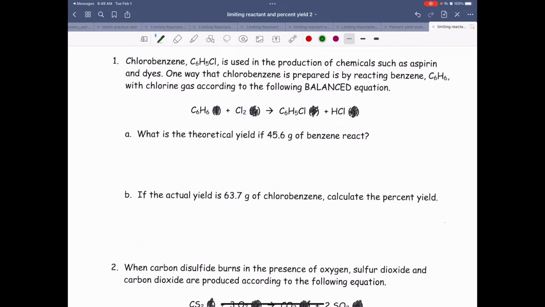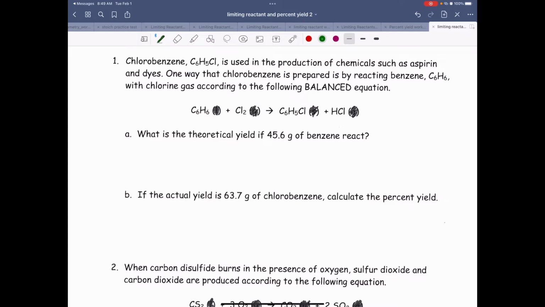So we're going to do number 1 on today's worksheet. Chlorobenzene is used in the production of chemicals such as aspirin and dyes. One way that chlorobenzene is prepared is by reacting benzene, which is C6H6, with chlorine gas according to the following balanced equation. So question A is asking for what is the theoretical yield if 45.6 grams of benzene react.